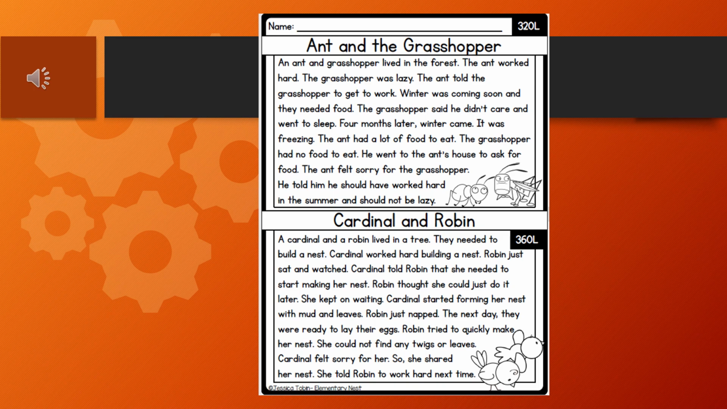Now I'll read Cardinal and Robin. A cardinal and a robin lived in a tree. They needed to build a nest. Cardinal worked hard building a nest. Robin just sat and watched.